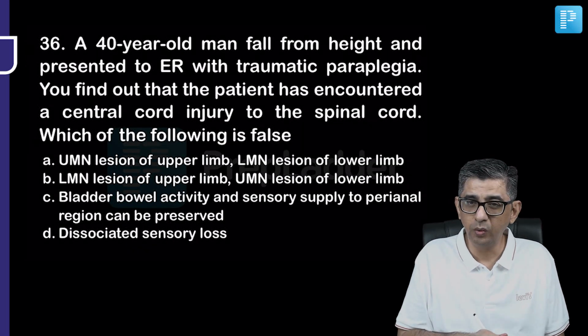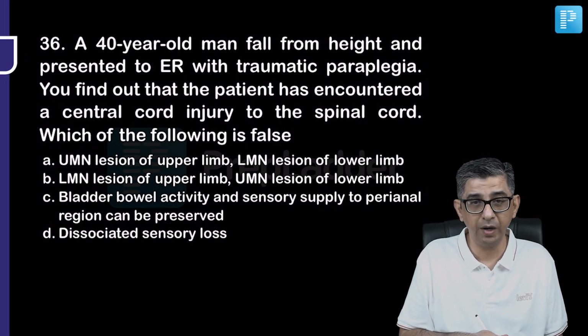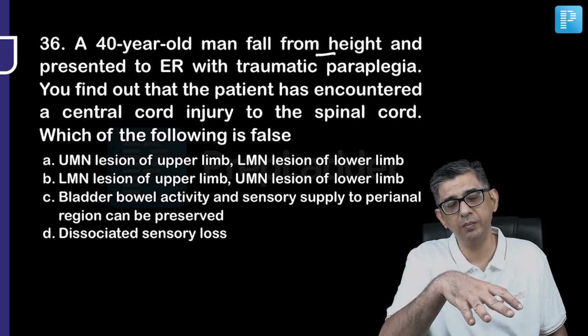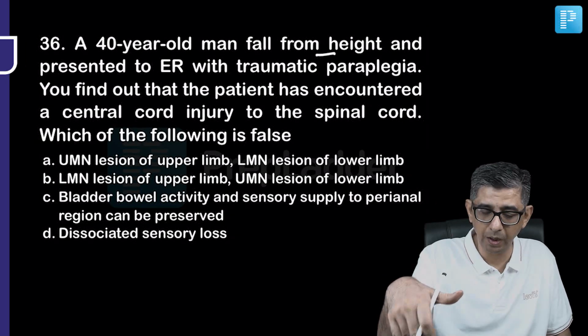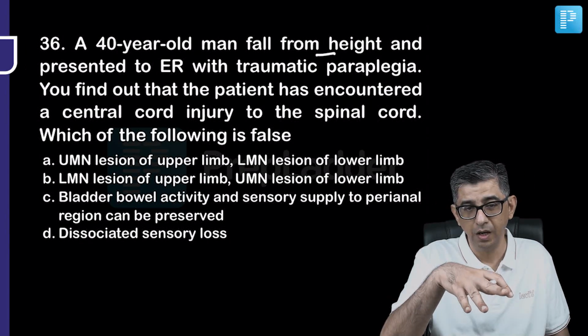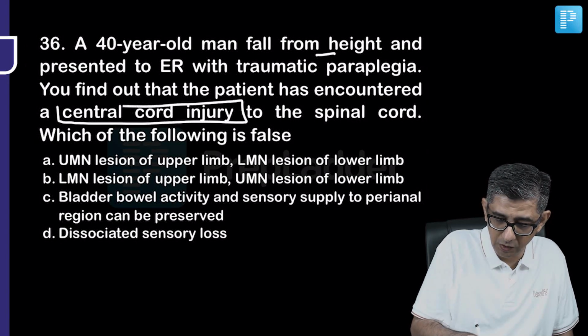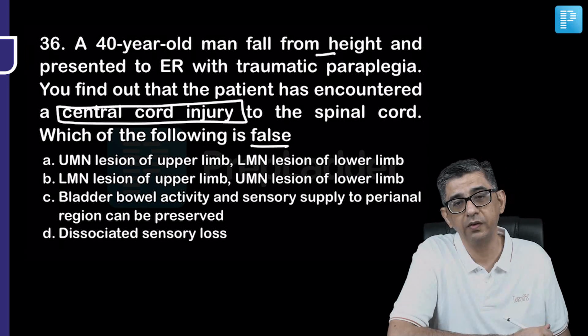Now we have a 40-year-old man who has fallen from a height. Maybe he's a construction worker. He was not using a safety cable and he fell down from a height on his back, and he's developed a paraplegia, paralysis of legs. The key word in the question was central cord injury, and the question was saying which of the following is false about this case.